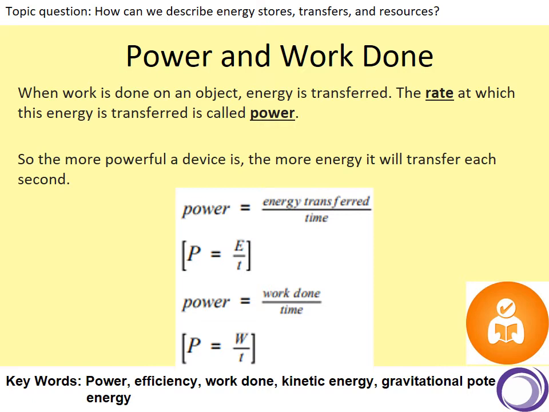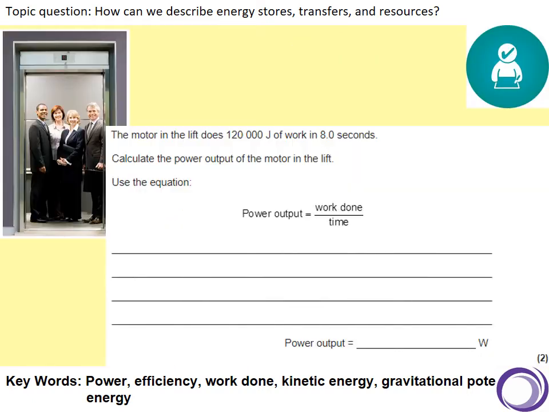The rate at which this energy is being transferred is called power. So power is how much energy is transferred in a certain amount of time. If you've got a higher power, the more energy that will be transferred every second. And these can be linked by the equations that you can see there. So power is your energy transfer divided by time, or you can say power is your work done divided by time.